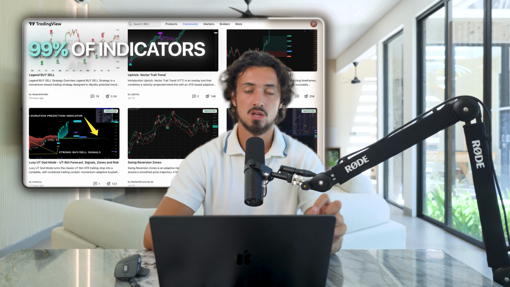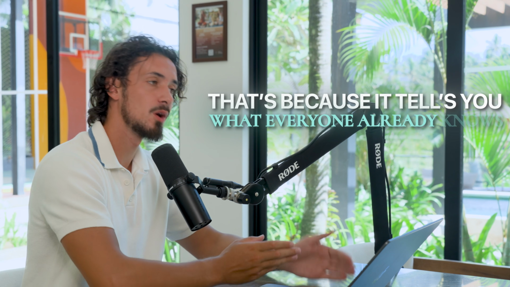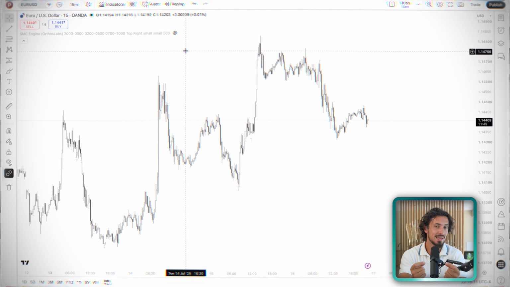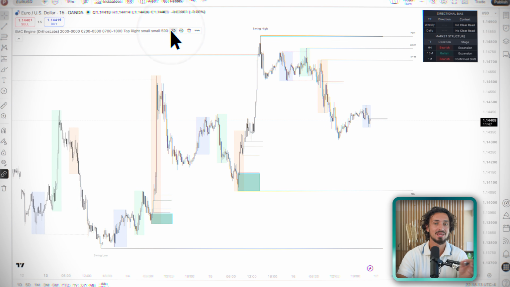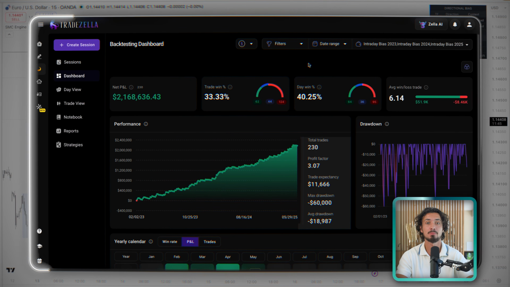99% of indicators are completely useless. That's because they tell you what everyone already knows. It's already happened. For an indicator to be actually useful, it has to indicate what is going to happen, and that has to be backed by proven data.